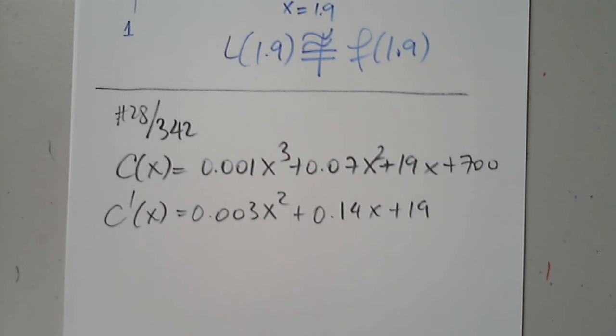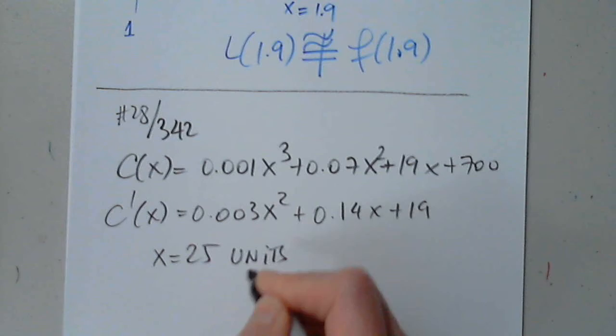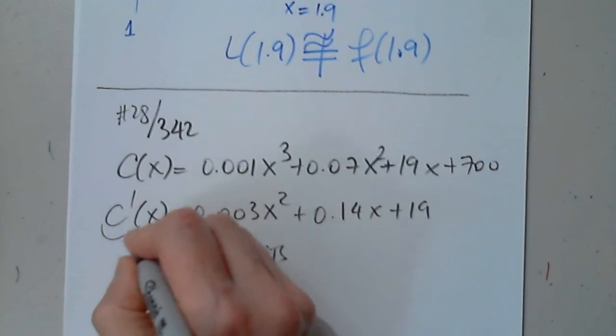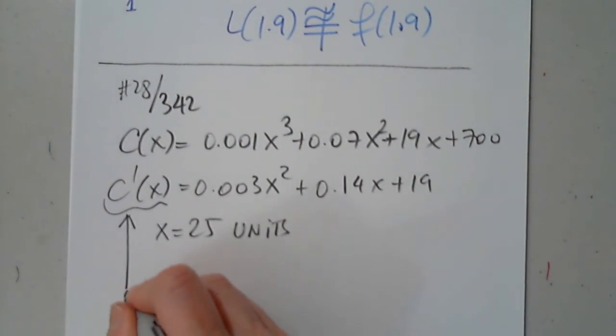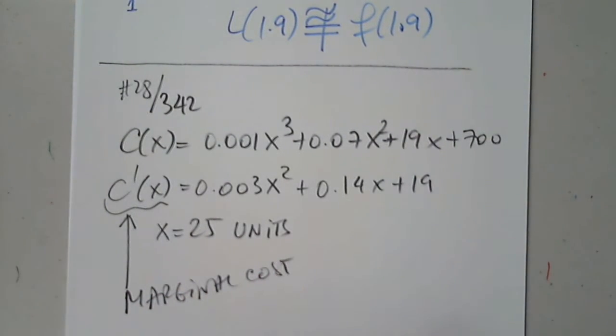I know eventually I have to determine what is the current monthly cost if we produce 25. So for x equals 25 units, monthly cost. What is the marginal cost when x is 25? So this is the marginal cost, right? C prime, the derivative of the cost, is marginal cost. So right away I'll plug these two in.